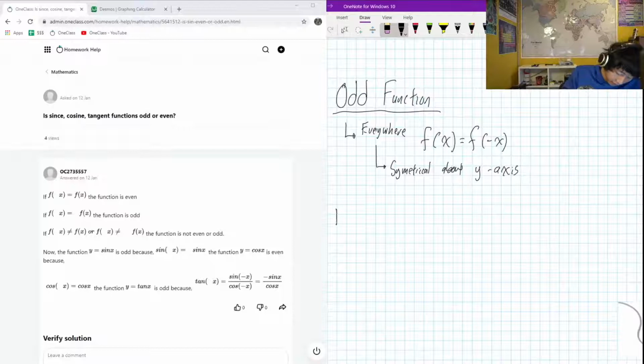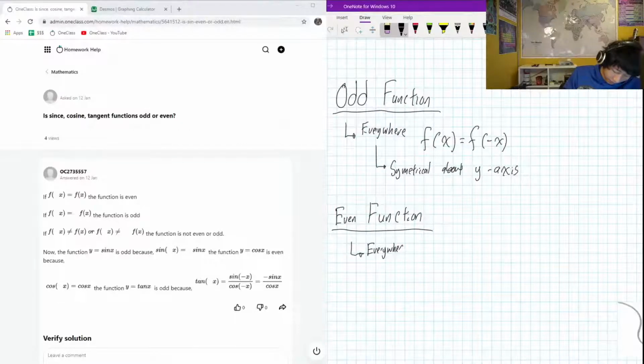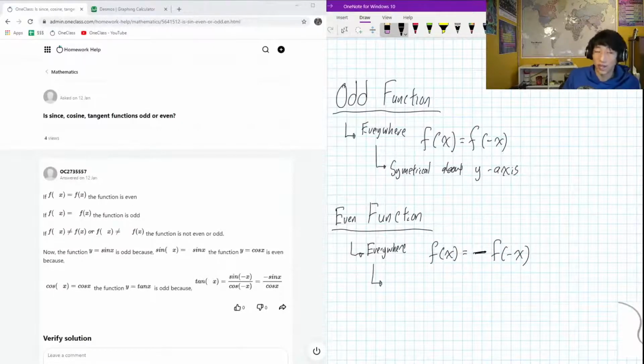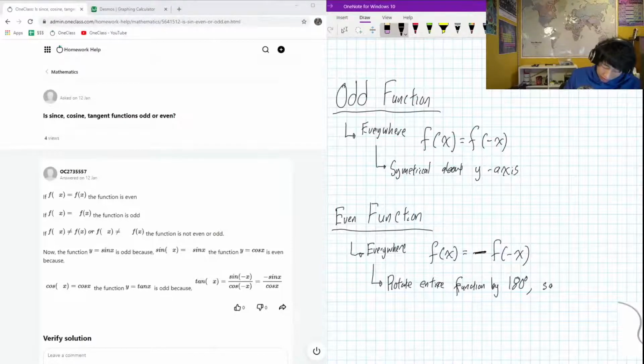For an even function, everywhere f of x is equal to negative f of negative x. Okay, so pretty much what this means is that this is rotationally symmetric. So rotate the entire function by 180 degrees, same thing.